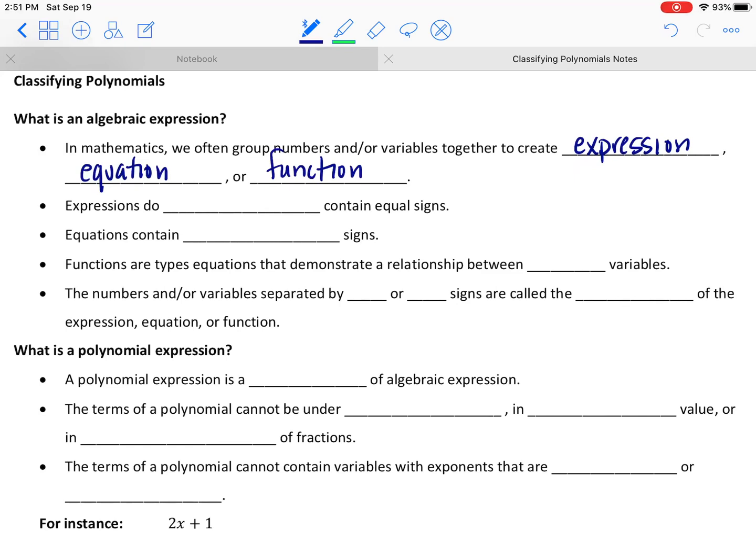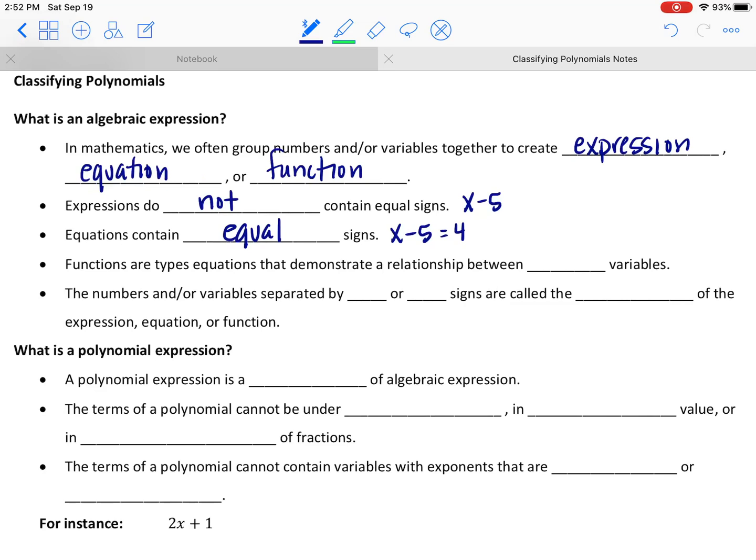Okay, so what does it mean for our numbers and variables that we group together to be an expression? Well, if it's just an expression, that means we do not have an equal sign. So expressions do not contain equal signs. So maybe, x minus 5 would be an example of an expression. Now, if you throw the equal sign in there, then you're looking at an equation. So equations do contain equal signs. So maybe we make this x minus 5 equals 4. Okay, x minus 5 equals 4 is now an equation.